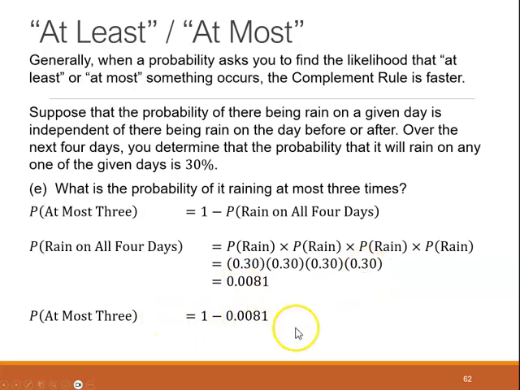So that probability of raining at most 3 days is 1 minus the probability it rained every day, 99%. Woo!